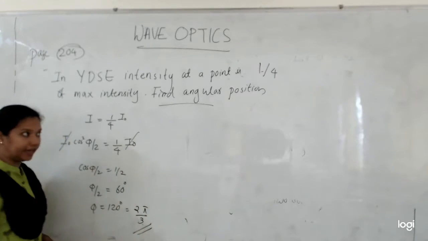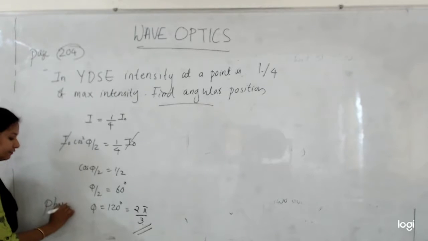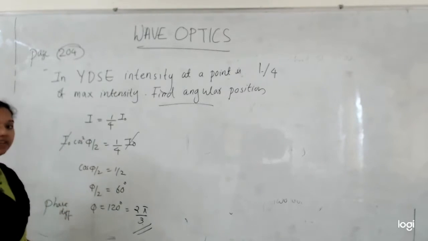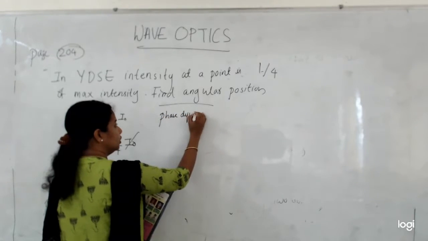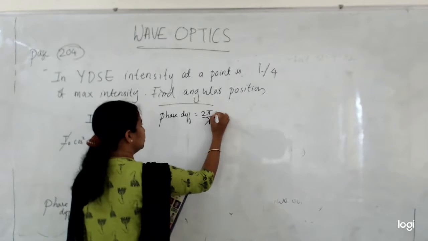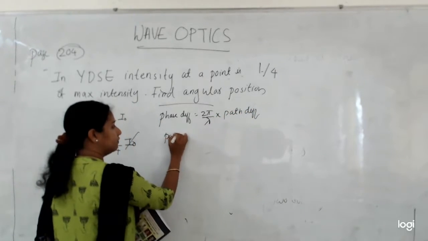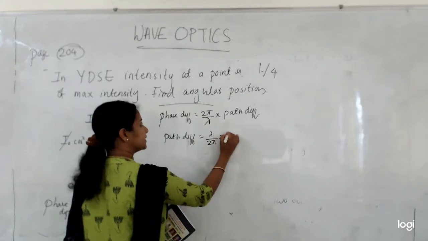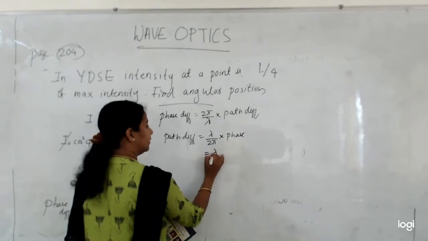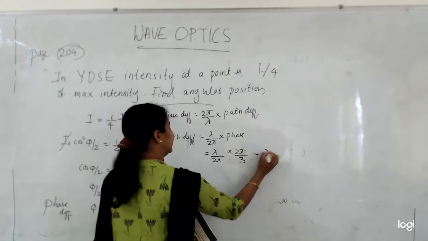After finding phi, they are asking for the angular position, theta, that we need. This is called the phase difference. We have a relation between the phase difference and path difference. Phase difference is equal to 2 pi by lambda into path difference. So path difference is lambda by 2 pi into phase, that is lambda by 2 pi into 2 pi by 3, that is lambda by 3.